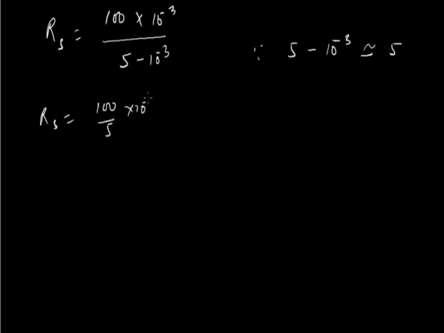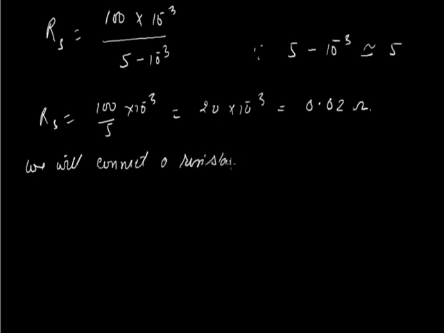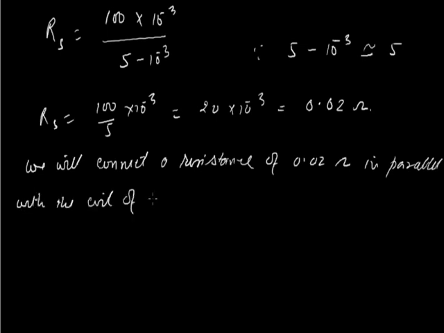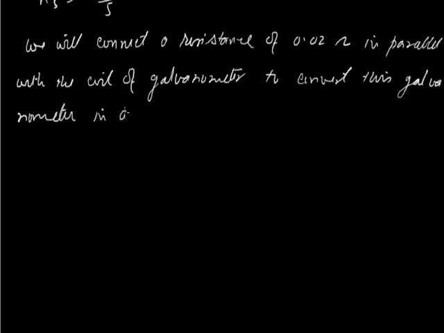Because 5 minus 10 raised to the power minus 3 is approximately 5, Rs will be 100 upon 5 into 10 raised to the power minus 3, that's 20 into 10 raised to the power minus 3, 0.02 ohm. Means we will connect a resistance of 0.02 ohm in parallel with the coil of galvanometer to convert this galvanometer into an ammeter of range 0 to 5 ampere.